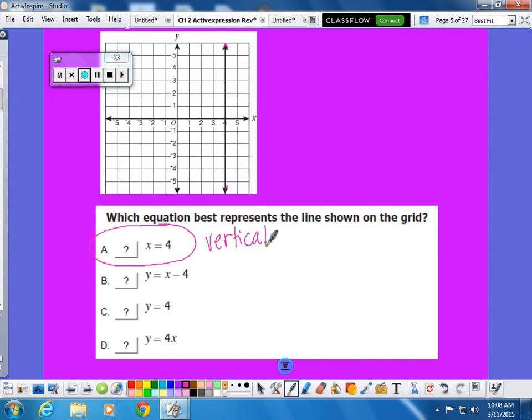Remember, a horizontal line is a function, and it has to be able to be written y equals f of x. F of x takes the place of y, not x, right? A vertical line is not a function.